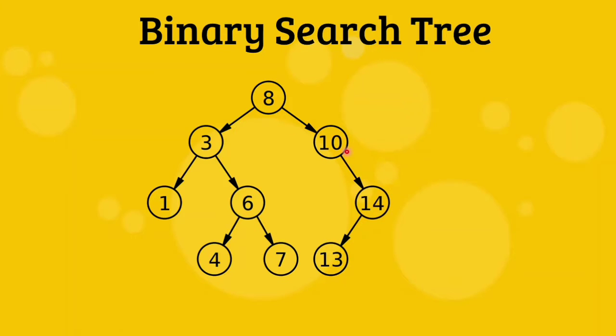Our binary search tree is the tree where the left node is always less than the root node and the right node is always greater than the root node. And in this sequence, we need to create our tree data structure. So let's begin.